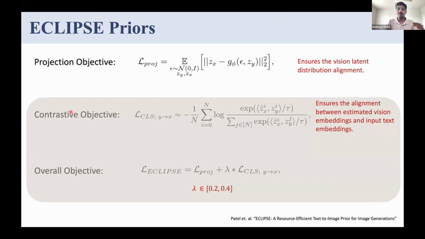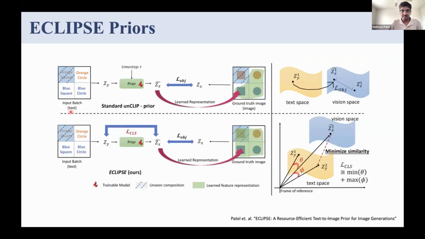And the overall objective is like the projection loss plus contrastive loss. So if we take a more high level look at how this helps, if we just use the diffusion loss or the projection loss, it may happen that some distribution shift may occur during the test time, and we may not be able to understand these distribution shifts.